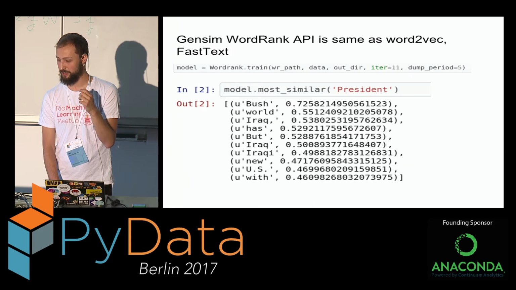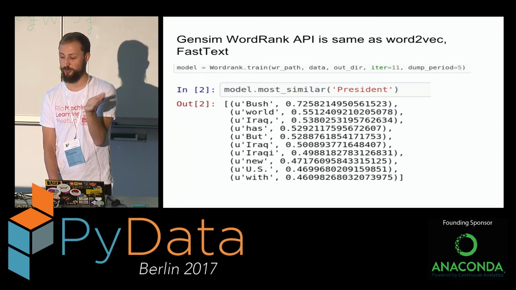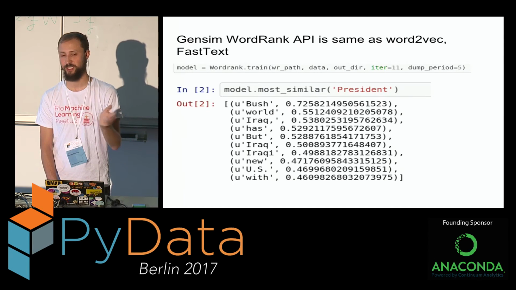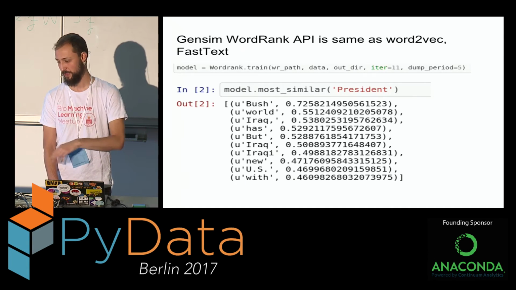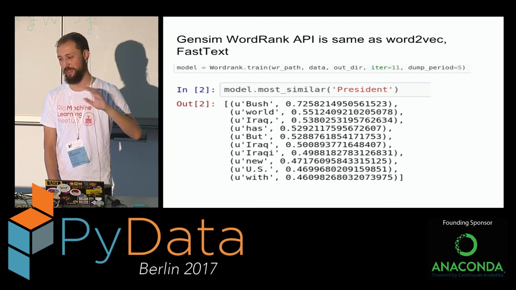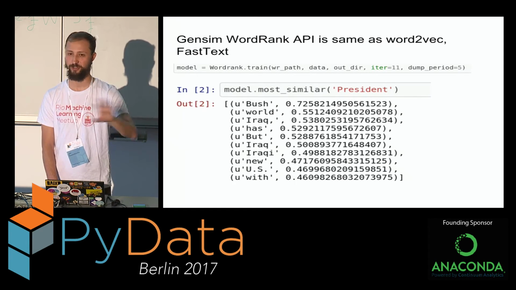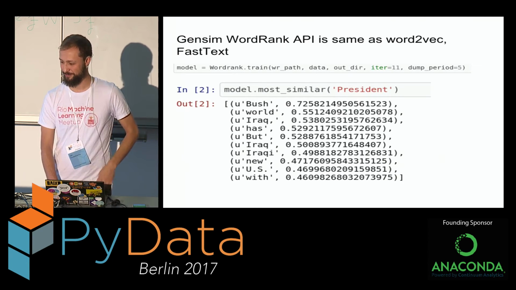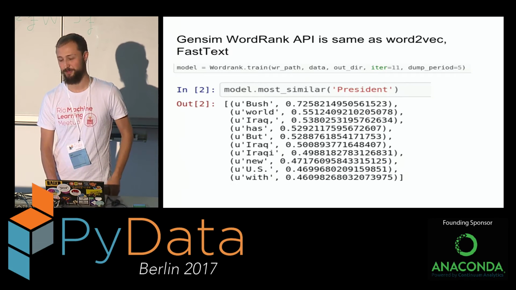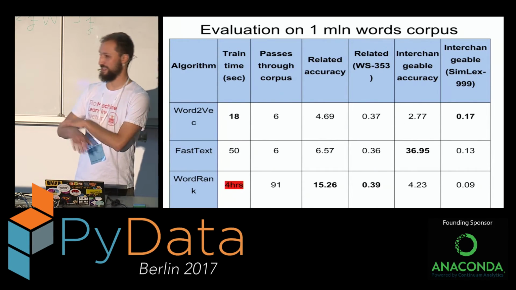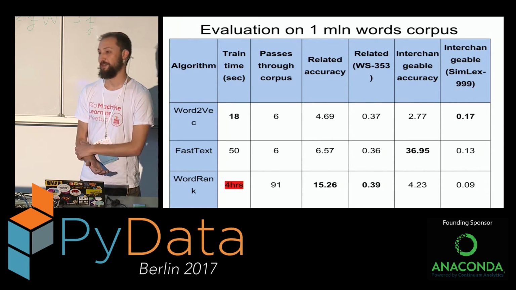We have a wrapper on wordrank. The API is the same as word2vec. You can easily switch your models in production just to see which works better for you. It is a library in C++, which has many dependencies, but just get the Docker container and it'll work. So you don't have to install numeric libraries. Cool.